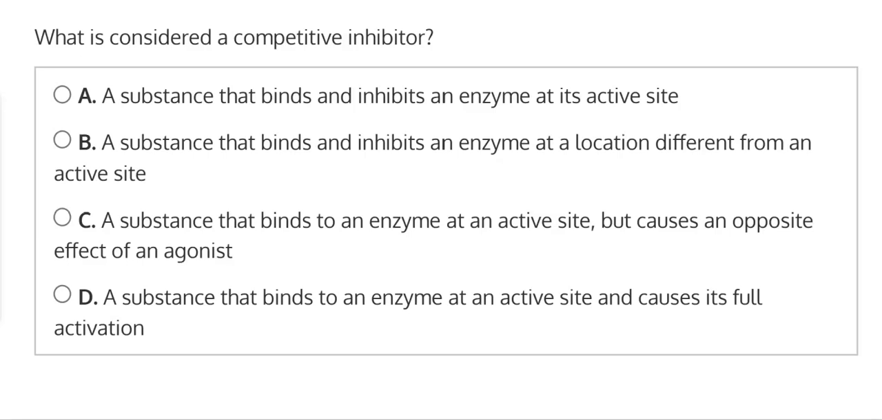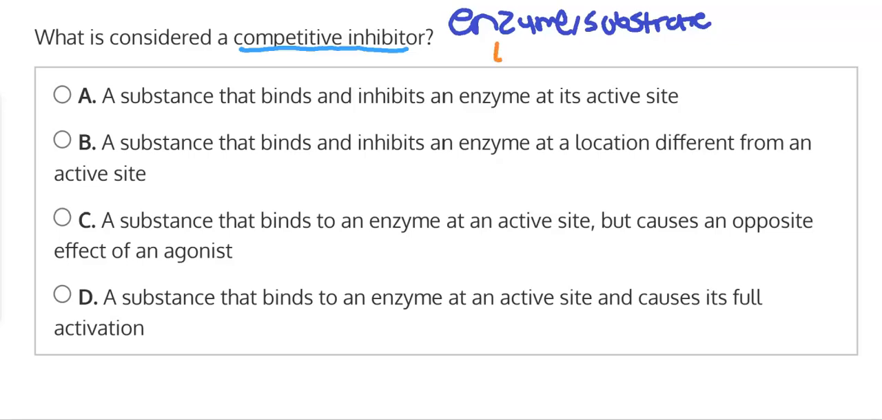What is considered a competitive inhibitor? So just to review, these inhibitors are referring to substances or molecules which prevent a reaction from occurring between an enzyme and a substrate. And the reaction that would be occurring between the enzyme and the substrate would be a catalytic reaction, so catalyst, which helps to speed up a chemical reaction.